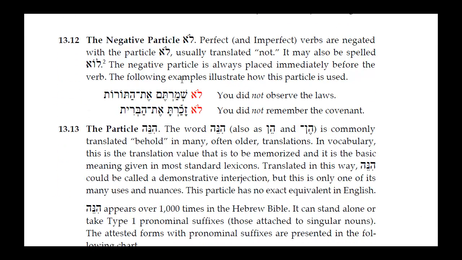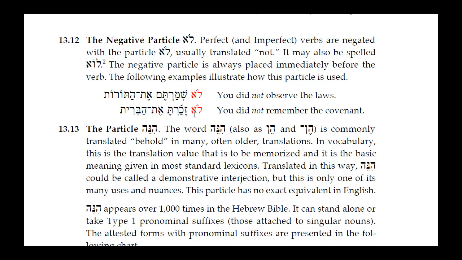All right, let's go ahead into 13.12. The negative particle lo is used with both perfect and imperfect verbs, which are negated with the particle lo, and it's usually translated as not. Now, it may also be spelled with the full spelling of lo, with the lamed, the holem above, and the aleph, but the majority of times you're going to see it in this form, with just the lamed and the holem and then the aleph. Some examples here: lo shamartem et hatorot, you did not observe the laws. Or we can say lo zakarta et habrit.